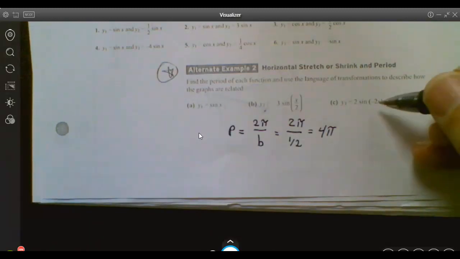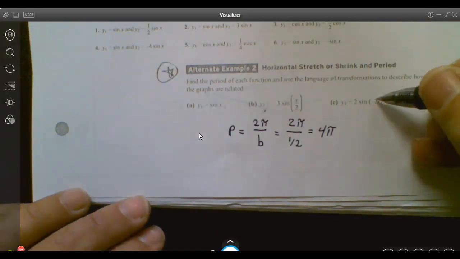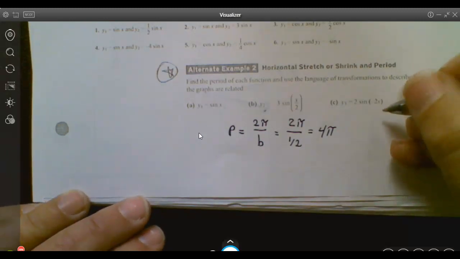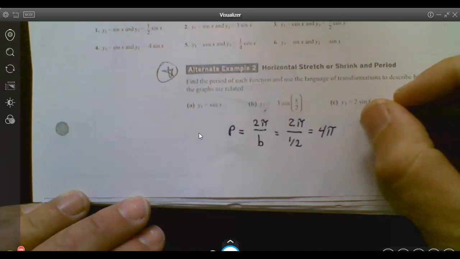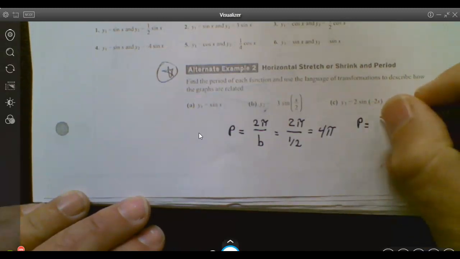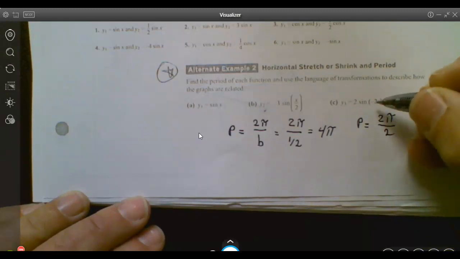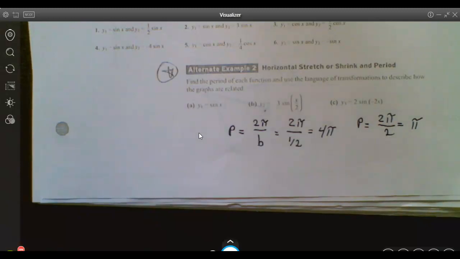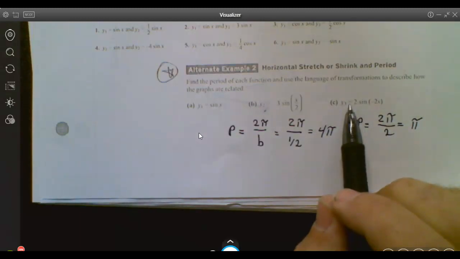So we're getting a horizontal shrink from this guy by the factor of 2, or 1/2, I guess we should say. If you just stick with the formula, 2 pi over b, our b value is 2. That's this guy. We can see that it's just pi for the new period. That negative, of course, would cause the reflection across the y-axis. That negative would cause the reflection across the x-axis.